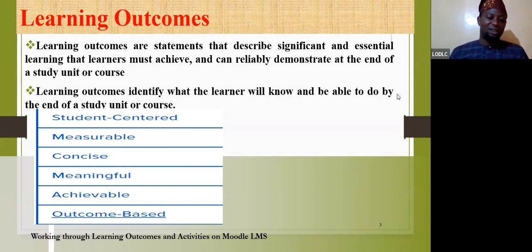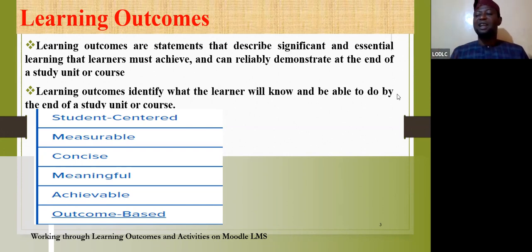Another interesting element of learning outcomes is that they have to be what? Concise. Learning outcomes are written in short, succinct sentences; they don't need to be long, they have to be short. Then learning outcomes have to be meaningful. Learning outcomes emphasize higher order thinking and are consistent with the university program curriculum. Another thing is that they have to be achievable.